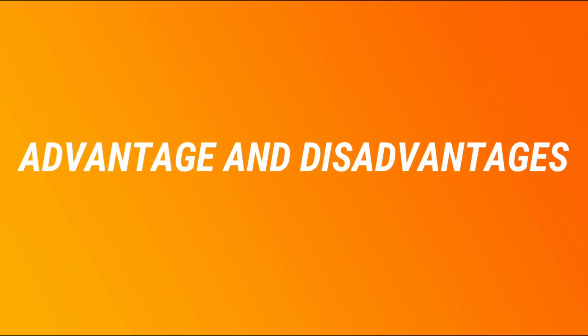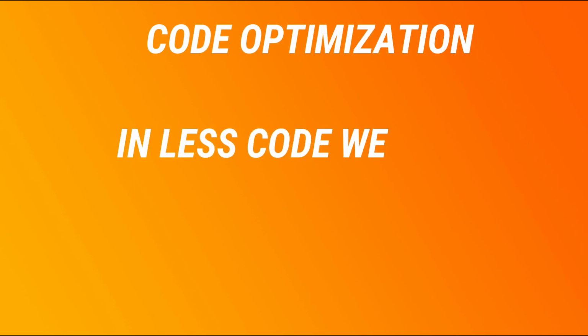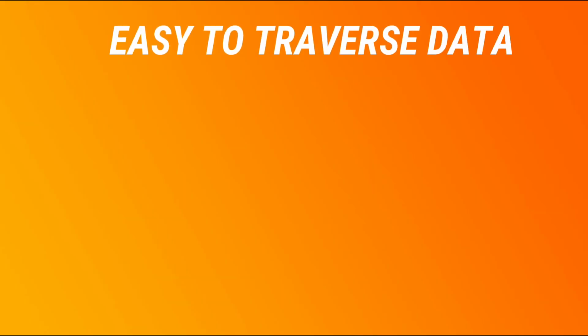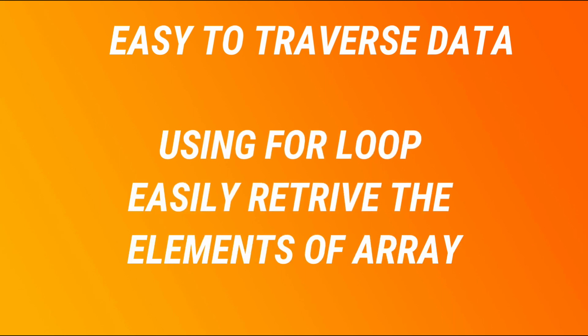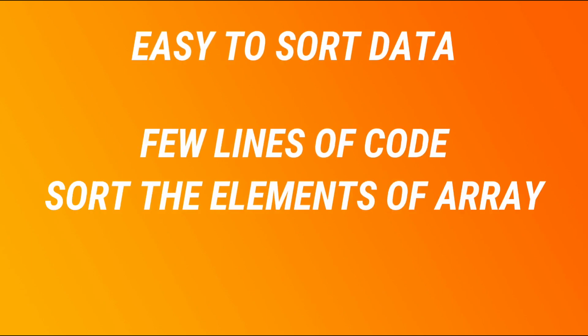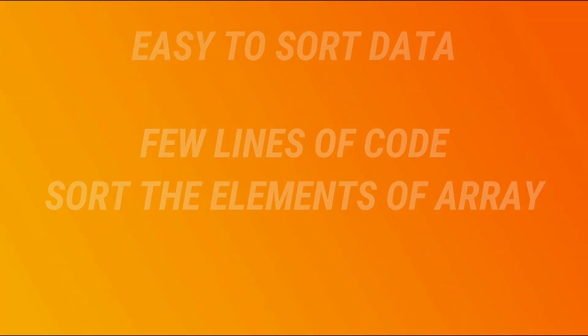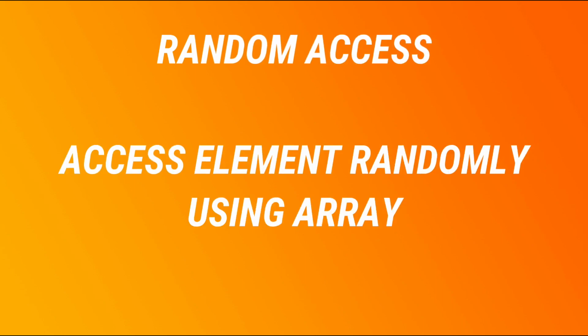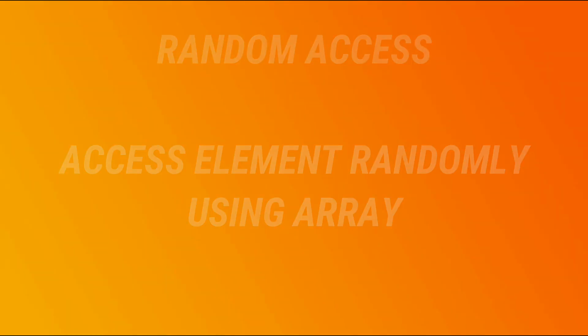Okay, so it also has advantages and disadvantages. Let's talk about the advantages first. It is code optimization: in less code we can access the data. The second one is that it is easy to traverse data. By using a for loop we can easily retrieve the elements of an array. The third one is that it is easy to sort data. In a few lines of code we can sort the elements of an array. And the fourth and last one is random access. We can access any element randomly using an array.